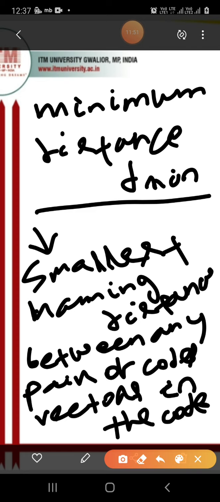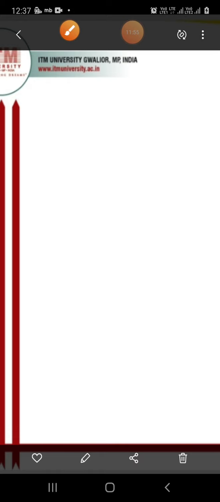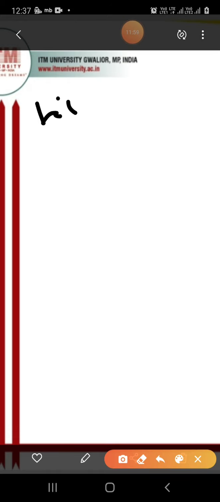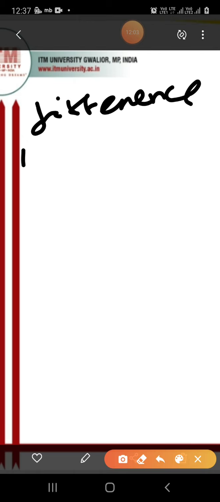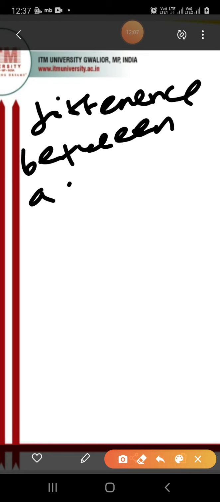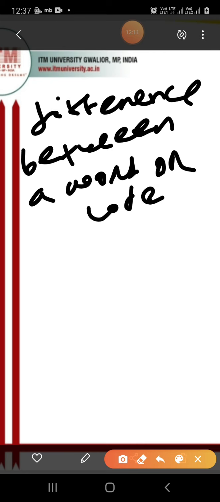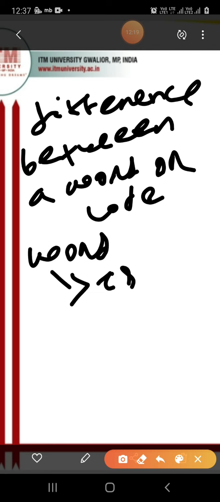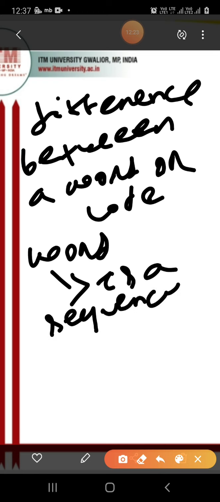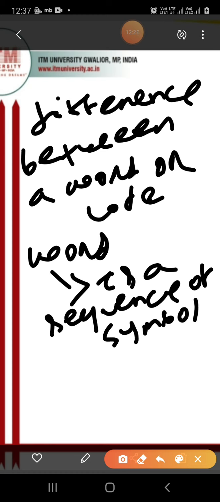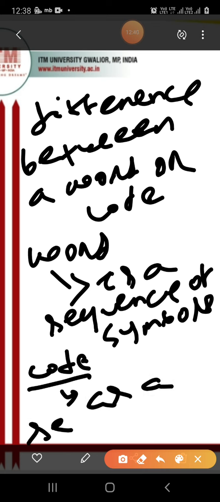So when we are talking about the difference between a word and a code, a word is defined as a sequence of symbols, and the code is defined as a set of vectors, which are called code words.